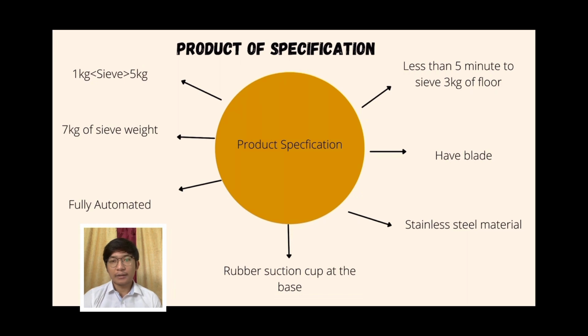Other than that, this machine also has a rotating blade as an accelerator to help sieve the flour. The product also uses stainless steel as the product material to prevent rust, as we know that we are dealing with food preparation and manufacture. Lastly, we also use the rubber suction cup at the base of the machine to make sure this machine is in a stationary position and also absorb the unwanted vibration that occurs during the sieving process.